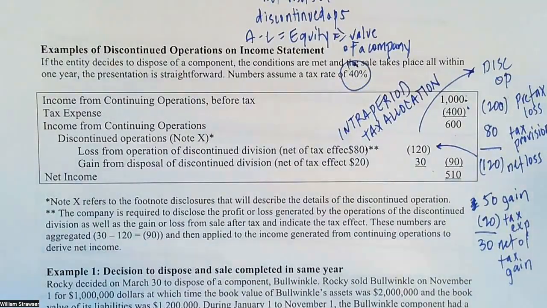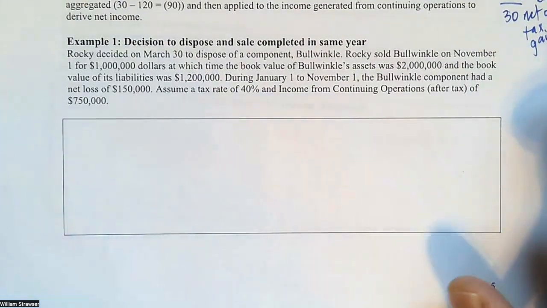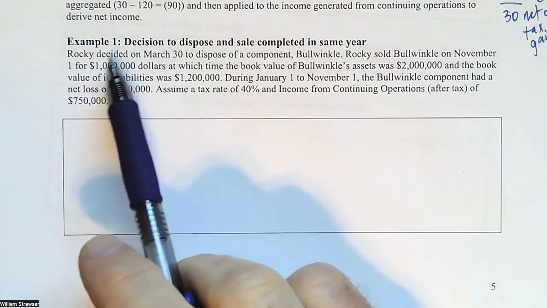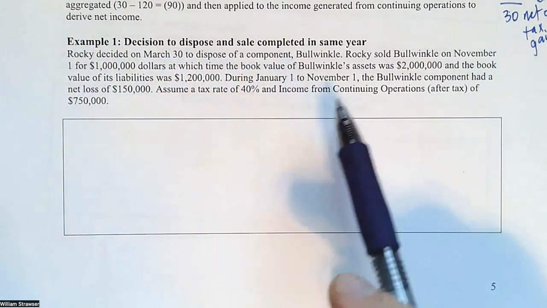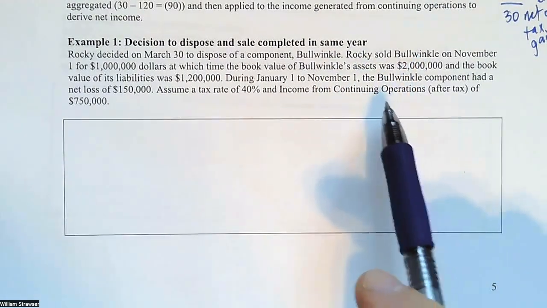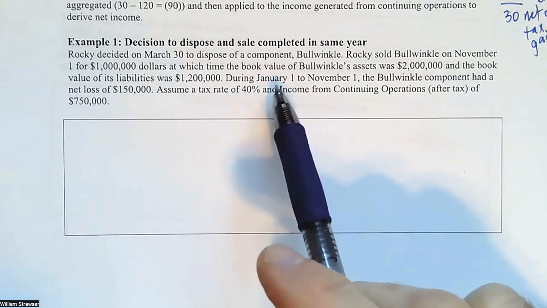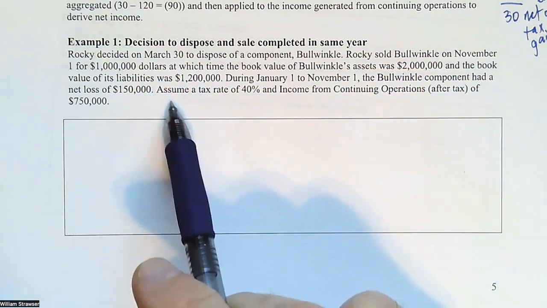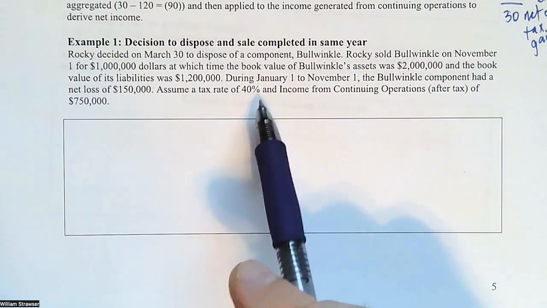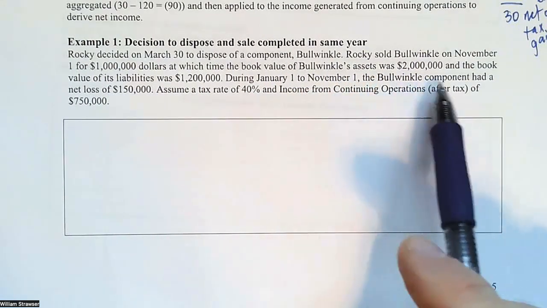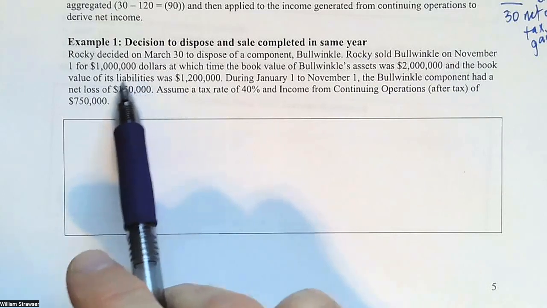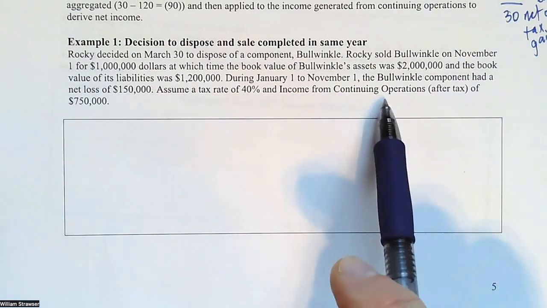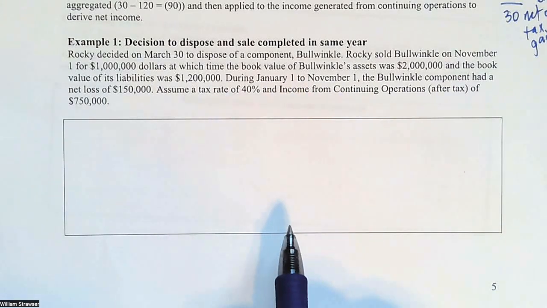So let's look at how this works with an example of Rocky and Bullwinkle, which if you're as old as me, you would remember as a beloved cartoon. Rocky decided on March 30th to dispose of a component, Bullwinkle. Rocky sold Bullwinkle on November 1st for $1 million, at which time the book value of Bullwinkle's assets was $2 million. The book value of its liabilities was 1.2. From January 1st to November 1st, the Bullwinkle component had a net loss of 150. Assume a tax rate of 40%, and income from continuing operations after tax of 750.